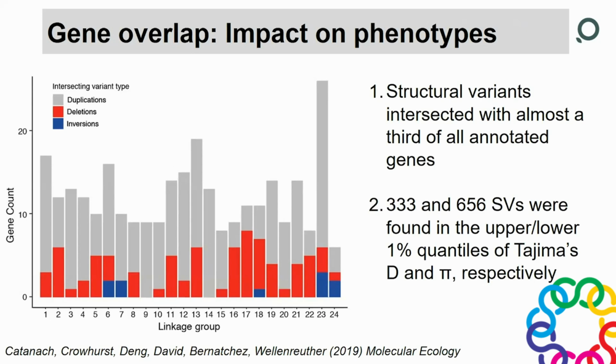And we also found that when we looked at the upper and lower 1% quantiles of Tajima's D and pi, so evidence for selection or regions that are under selection in the genome, a sizable portion of structural variants were located in those regions. So both of these are quite indirect measures, but they're at least suggestive that these structural variants probably have an impact on the phenotype and thus also on the evolution and fitness of the species.